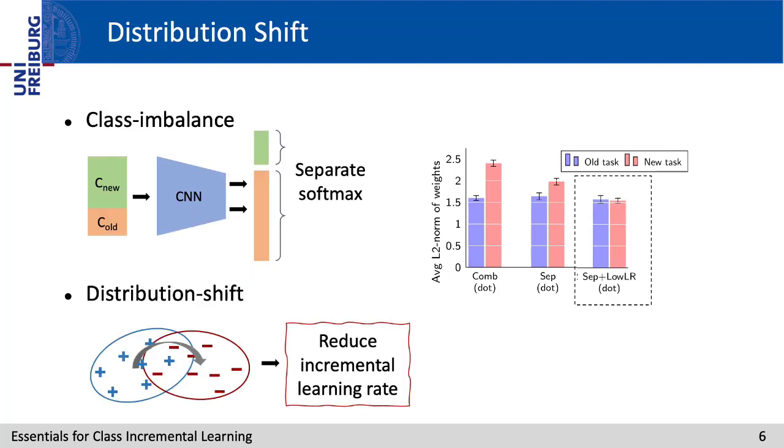Another reason for this bias is the distribution shift during the incremental step. To counter the distribution shift, we employ a standard technique of lowering the learning rate when learning the new task. We find that the combination of using a separate softmax system and reducing learning rate can substantially reduce the bias, shown in the last set of bar plots.